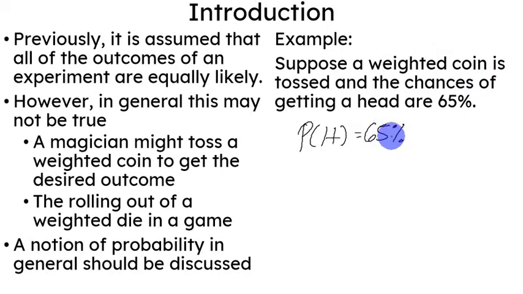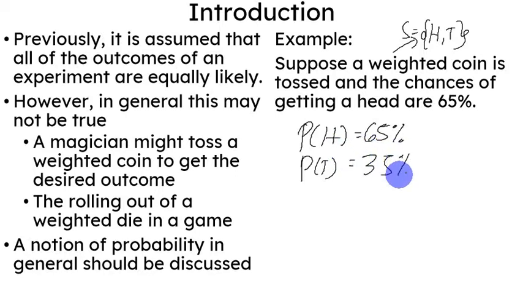So the other probability, which is getting a tail, because the sample space of a coin toss will just be heads or tails, this would mean that the other is what's left of the entire probability, which will be 35%. Because if one is 65%, the other one should be 35% so that it will be 100%.